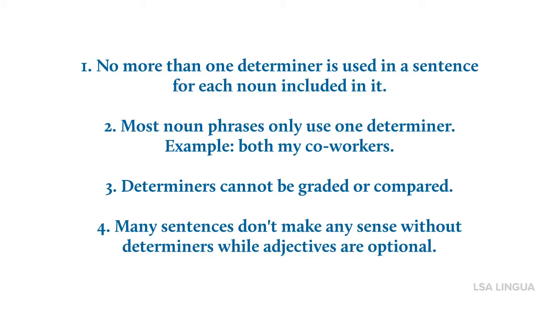First, it rarely occurs that more than one determiner is used in a sentence for each noun included in it. Second, most noun phrases only use one determiner, like both my co-workers. Third, determiners differ from adjectives in that they cannot be graded or compared. And finally, many sentences don't make any sense without determiners.